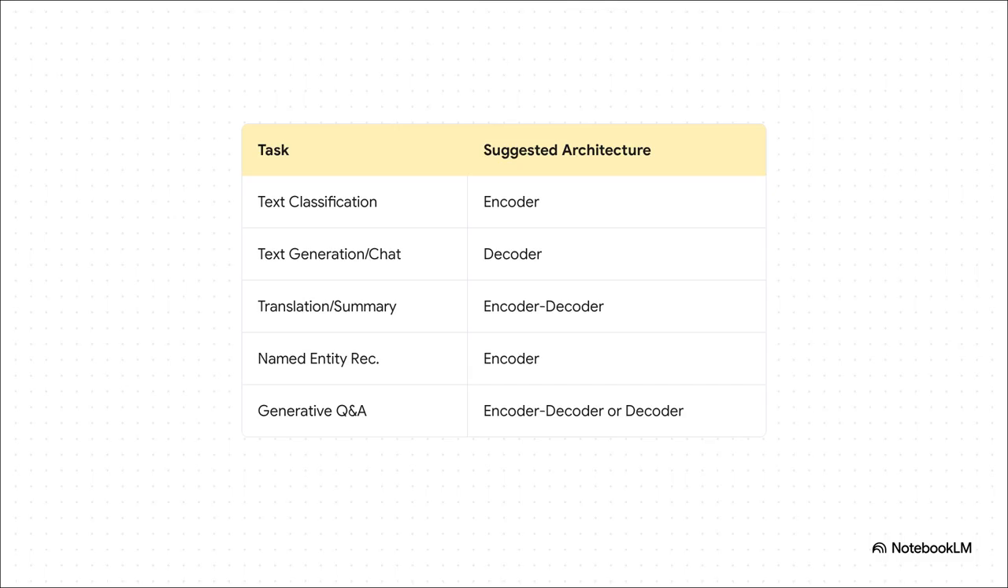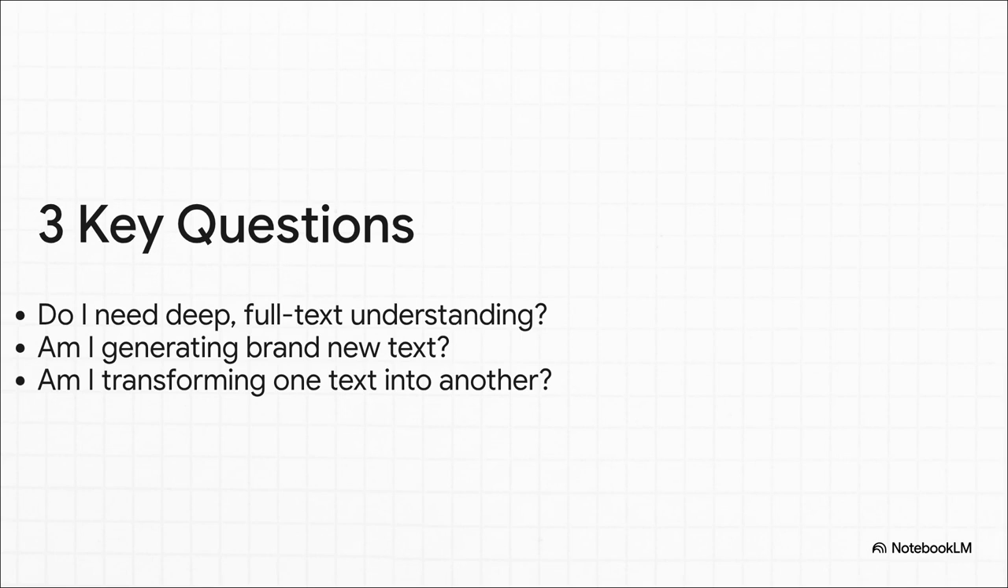It all comes down to matching the task to the tool. So if your goal is understanding a piece of text that's already there, like with sentiment analysis, you're going to grab the encoder. If you're creating something new from scratch, like a chatbot, you absolutely need the decoder. And for any kind of transformation task, like translation or summarization, the hybrid model is going to be your best friend. In fact, to make it even simpler, you can just ask yourself these three questions.